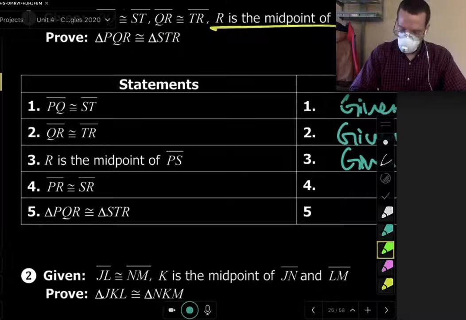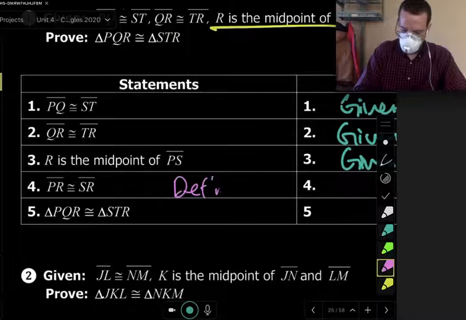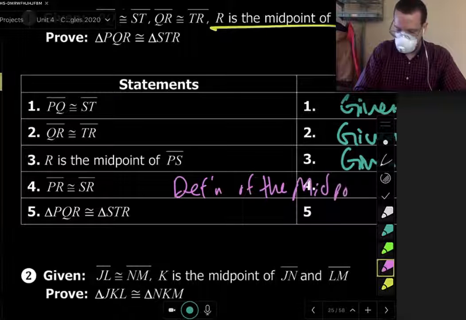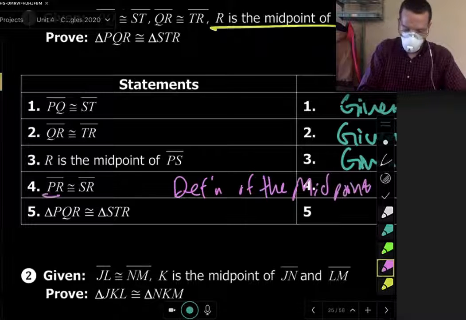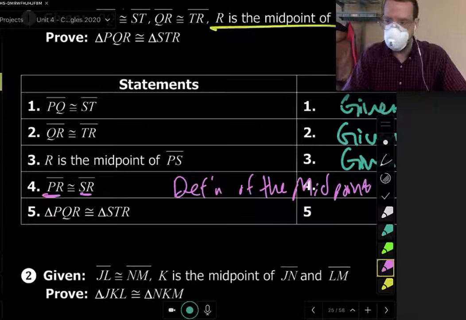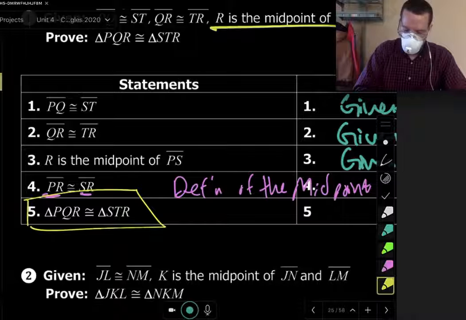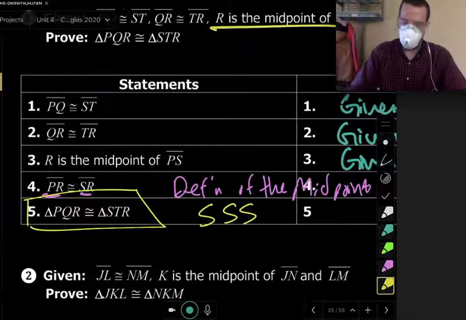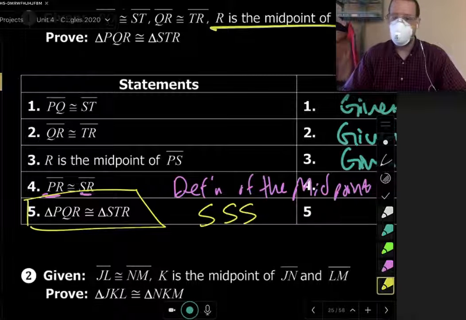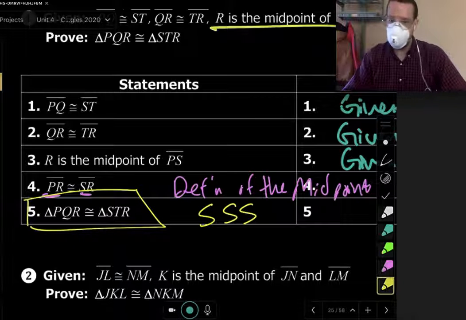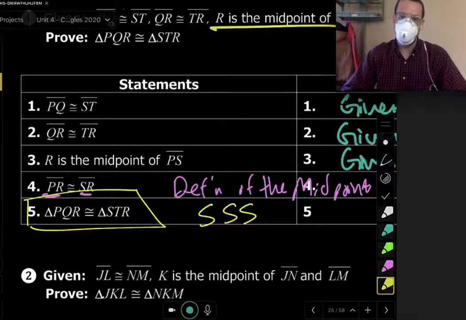This is literally the definition of the midpoint. That's what the midpoint says. It says that the one segment and the other segment are congruent. Their measures are equal. And so we can say that the two triangles are congruent by side, side, side. We're going to take a look at a few more examples like this, but hopefully this is a glimpse into how these side, side, side proofs take place.